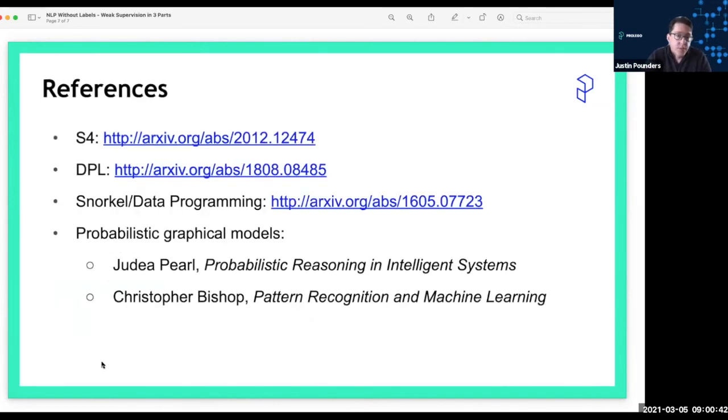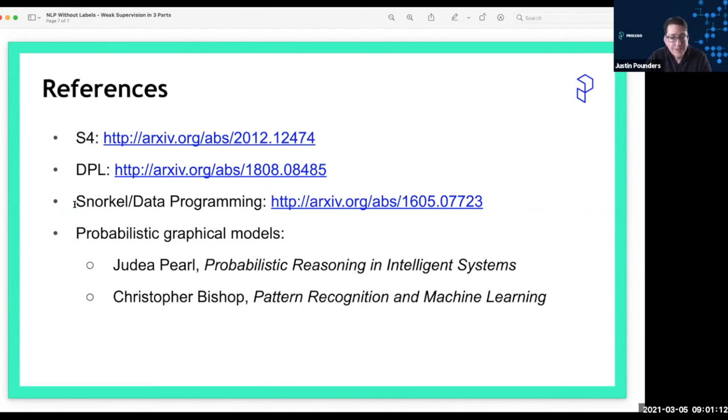Here are the links that I promised. The first link is the newest piece of research that I've read, which is S4, or self-supervised self-supervision. The next one, DPL, that's deep probabilistic logic, which was the predecessor work to S4. Finally, there's Snorkel and data programming. This is the research paper that the library is based on. It's interesting, although a pretty tough paper, I would say, to get through in terms of how they build the model. But if you want to jump straight to the code, you can go to Snorkel's website.